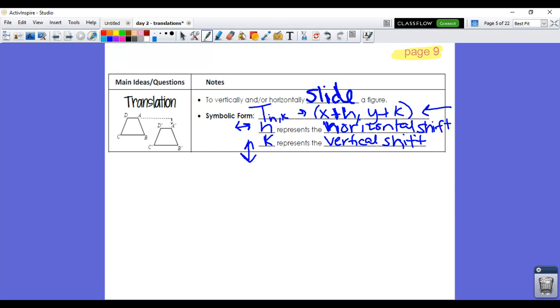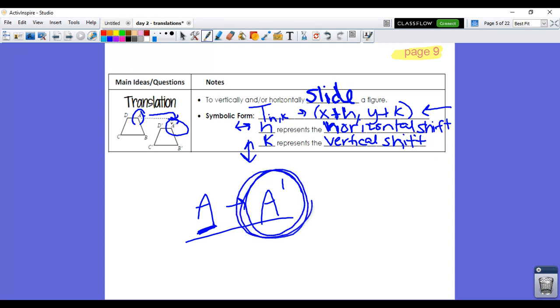Okay, for example, this shape right here, we're going from A, we're moving it to the right, we're moving it down a little bit to A prime. Now notice A and A prime, they are different. This A is our original figure. This A' is our transformed figure. Now, how do I know that? Because it has this little prime right here. It looks like a little apostrophe.